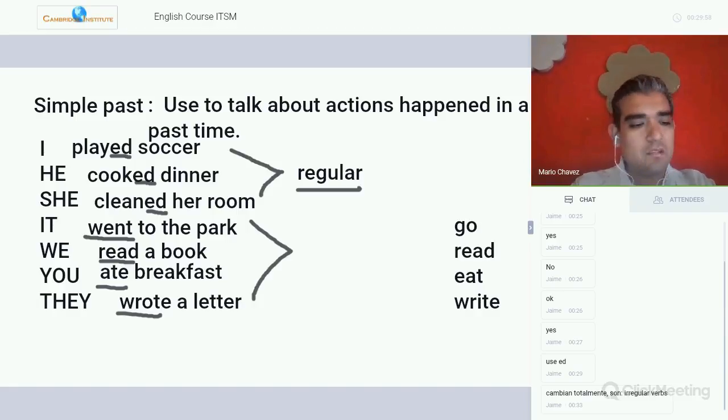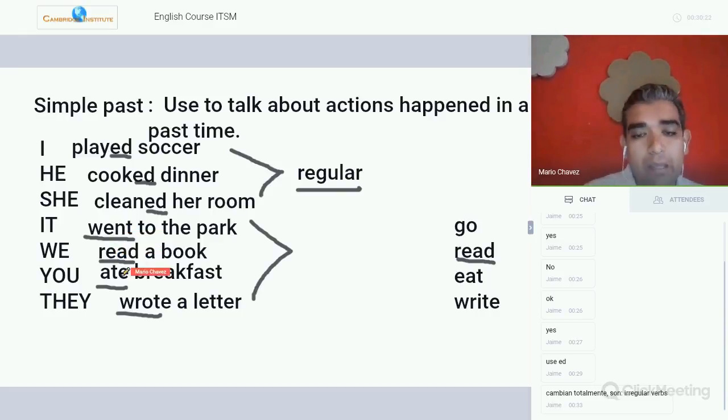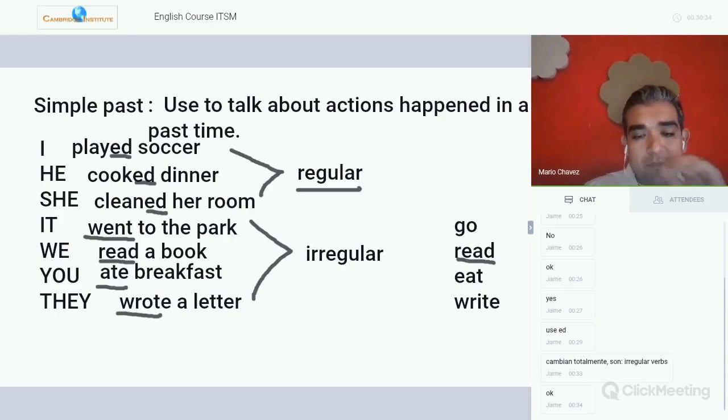Irregular verbs. Very good. We call them irregular verbs. Algunos cambian totalmente, right? Others not. Like read, no cambia, ¿verdad? Es igual. Read, read. Pero se pronuncia read. En pasado, read. Nada más cambia la pronunciación. Otros como go, went, eat, ate, write, wrote, sí cambia. ¿Ok? So, we call these verbs irregular verbs, okay? Very good. So we have regular and irregular verbs, okay?